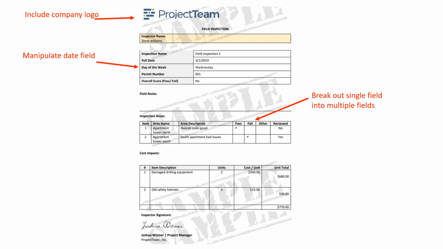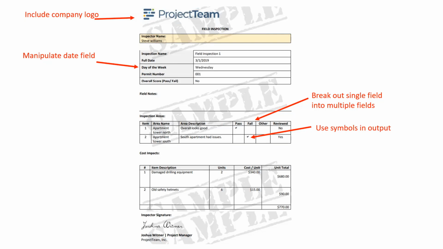Maybe it makes more visual sense in this way, where I have a column for pass, a column for fail, and a column for other. So there's never going to be a checkbox in the same row on two different columns, but I do easily see things that are pass versus fail instead of just seeing a piece of text in there. And I'll show you how to break that single field into multiple fields.